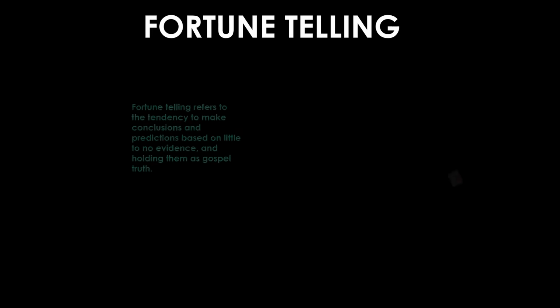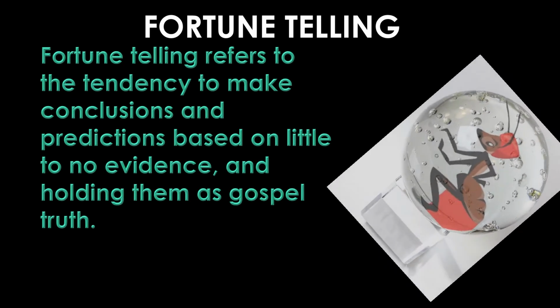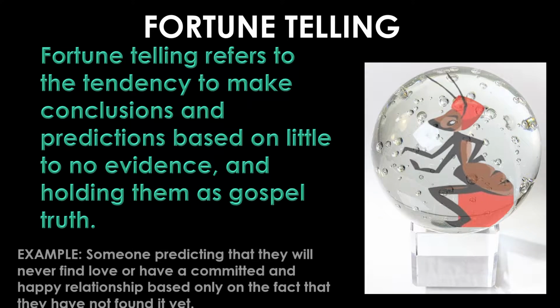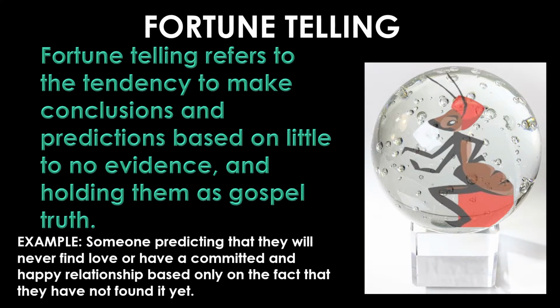How about the fortune-telling ant? Fortune-telling refers to the tendency to make conclusions and predictions based on little or no evidence and holding them as gospel truth. An example here is someone predicting that they will never find love or have a committed and happy relationship based only on the fact that they have not found it yet.